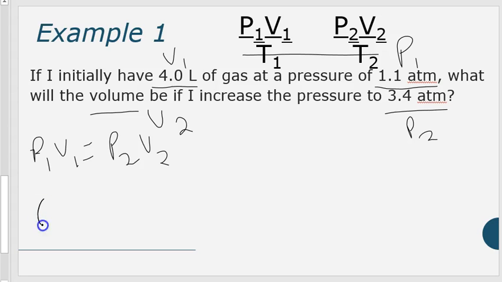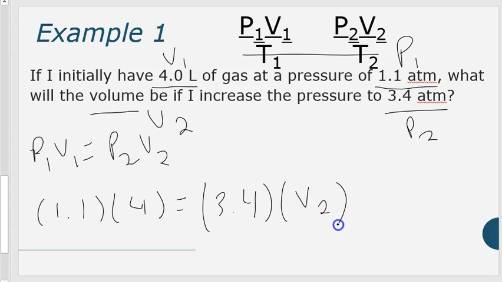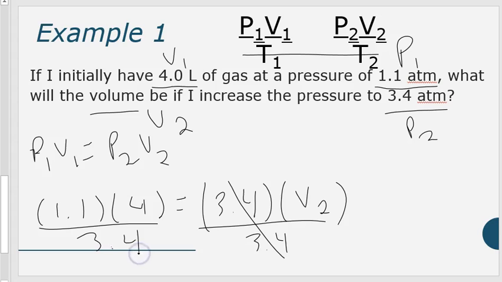They give us P1, which is 1.1, and V1, which is 4, and that equals P2, which is 3.4, and V2, which is what we are solving for, so that's our X. To solve this, we're going to divide by 3.4 on both sides. So you would put in your calculator 1.1 times 4, divided by 3.4. Take a couple seconds and do that.